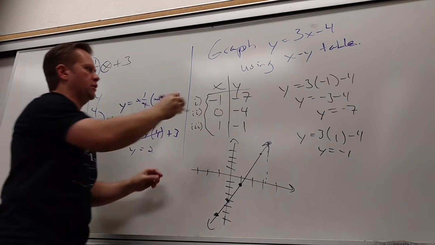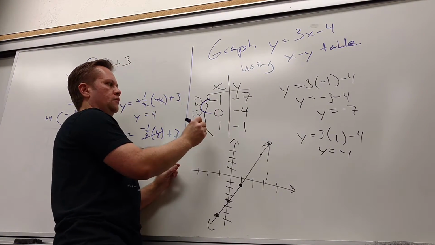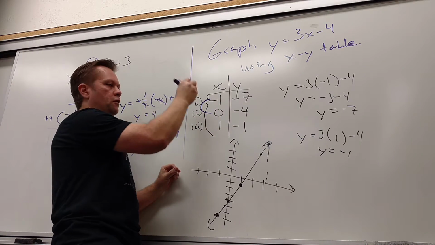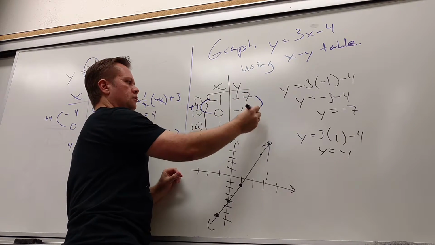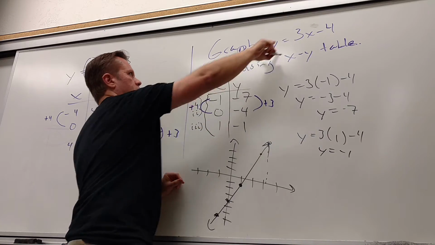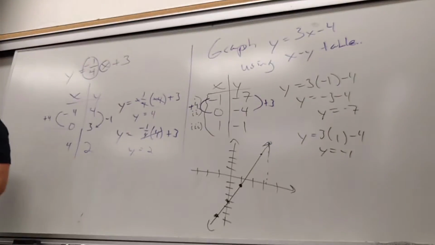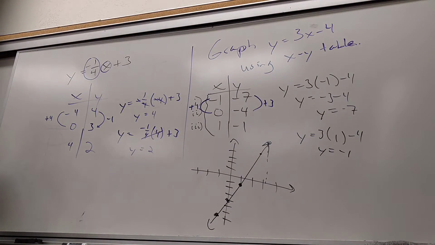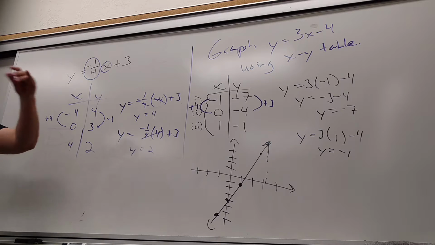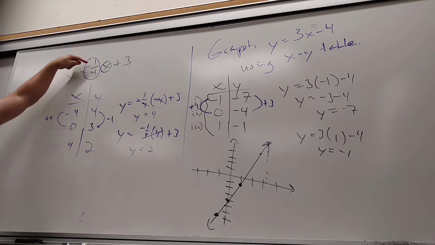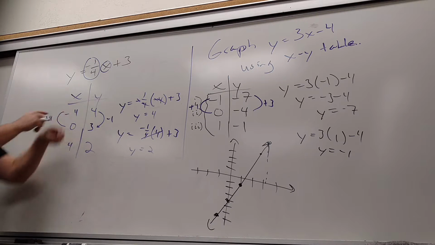When I put a 3 there, how much did x change from here to here? It went up by 1. How much did y change? Up by 3. 3/1 is 3. So that number in front of the x is how much y changes as x changes. If x changes by 1, y is going to change by -1/4. But I didn't want to do 1.